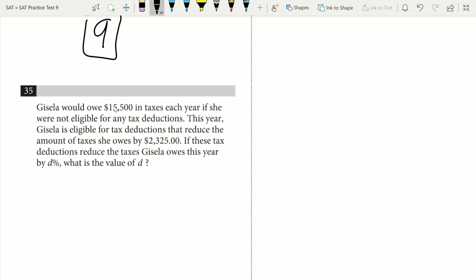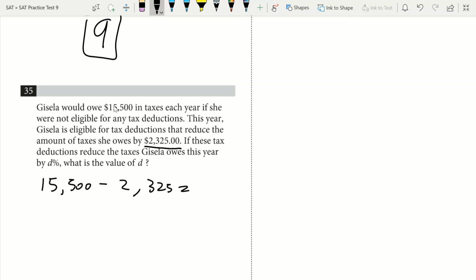Gisela would owe $15,500 in taxes each year if she were not eligible for any tax deductions. This year, she is eligible for tax deductions that reduce the amount of taxes she owes by $2,325. If these tax deductions reduce the taxes Gisela owes this year by D%, what is the value of D? Well, how much is she paying this year? That's going to be $15,500 minus $2,325. I'm going to plug that into my calculator real quick.